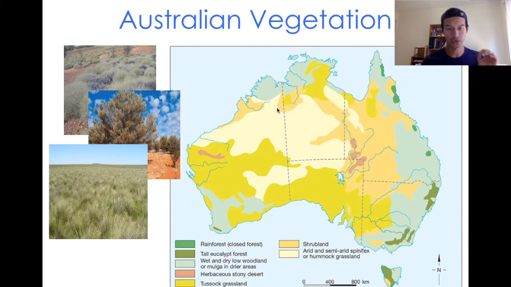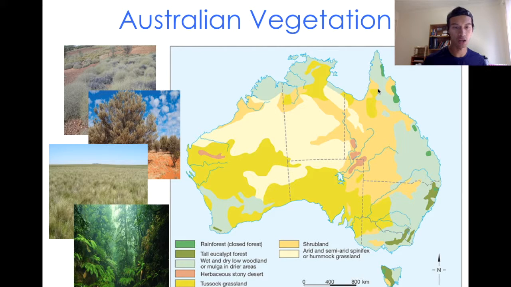And then you've also got wet and dry low woodlands, which is indicated in this color of blue there along the east coast and the west coast, a little bit down the bottom and up in the northern areas as well. And then finally we get a few patches of forests, rainforest, eucalypt forests, ranging from northern Queensland all the way down to New South Wales, Victoria and Tasmania being the more temperate type of forest. So for plants, Australia's got quite a bit of variation.